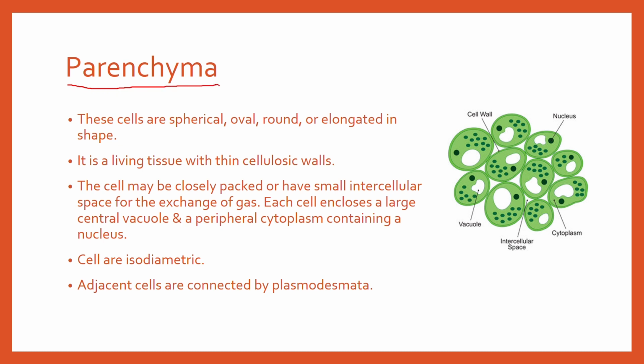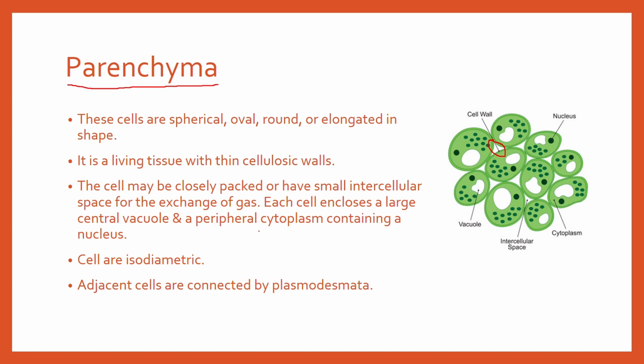Parenchyma tissue. So parenchyma tissue contains living cells and these cells are spherical, oval or round in shape, as you can see in this image. These cells contain cellulosic cell walls, means cellulose is present in the cell walls, and they contain high intercellular spaces between the cells, like you can see here. This is an intercellular space present between the two cells.